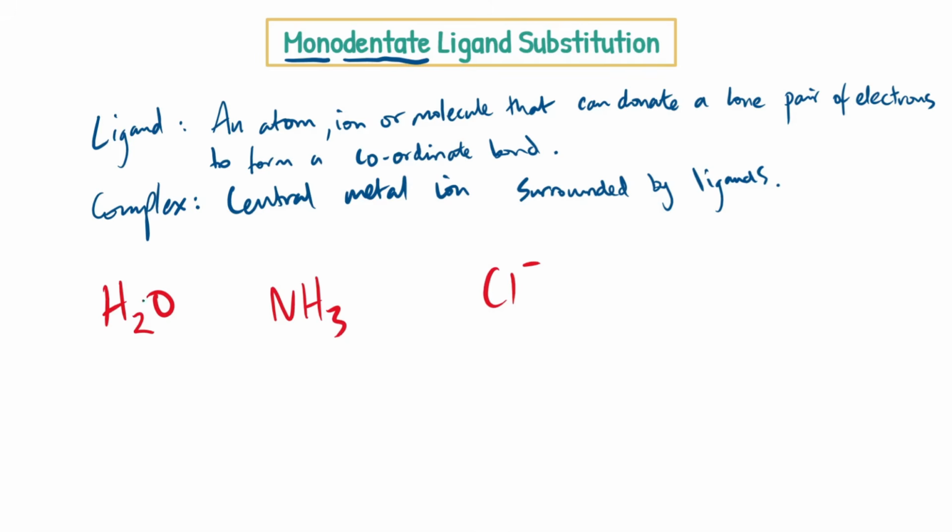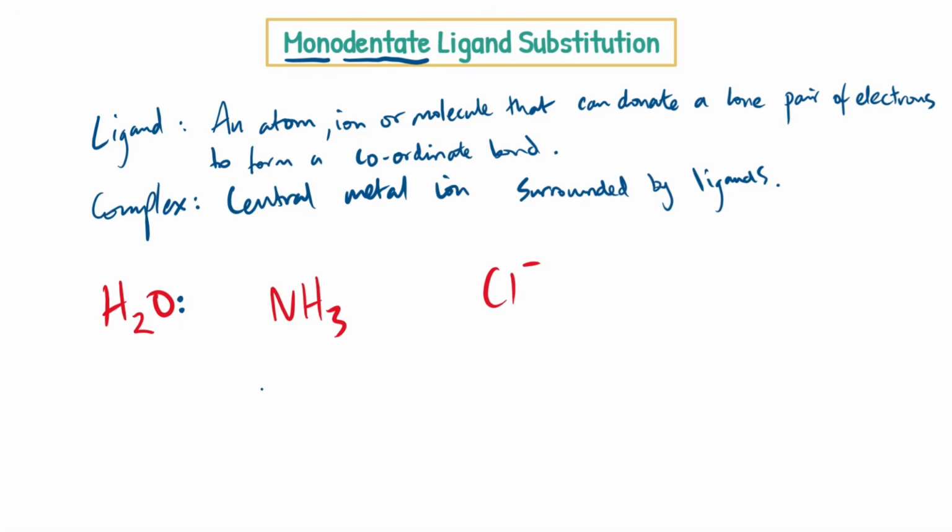So let's say we look at water as an example. We're going to be forming, what bond are we going to be forming? Coordinate bond, okay? Because it's a ligand, right? So this is where the lone pair is going to come from. It's going to come from the oxygen. Very similar to organic mechanisms, right? The lone pair is going to come from the oxygen.